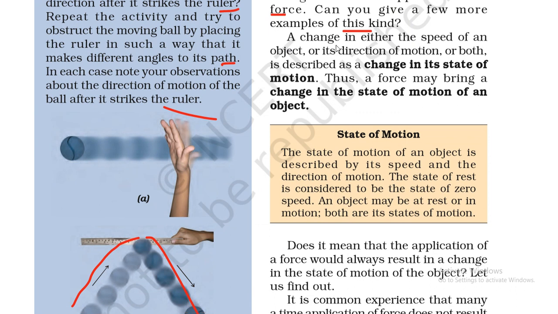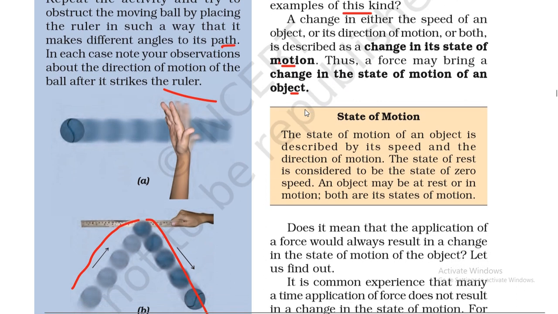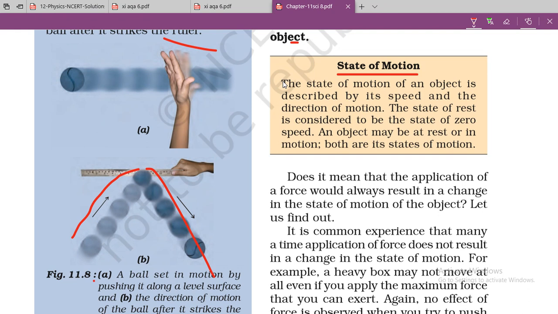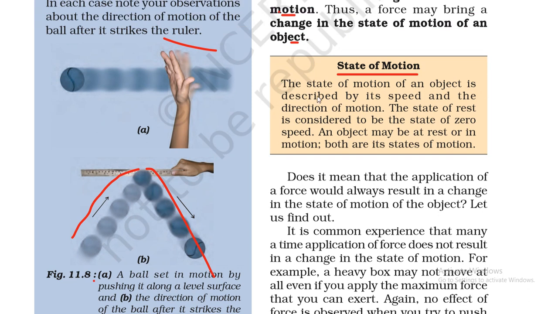Now, a change in either the speed of an object or its direction of motion or both is described as a change in its state of motion. Thus, a force may bring a change in the state of motion of an object. Now, what is state of motion? The state of motion of an object is described by its speed and the direction of the motion. The state of rest is considered to be the state of zero speed.